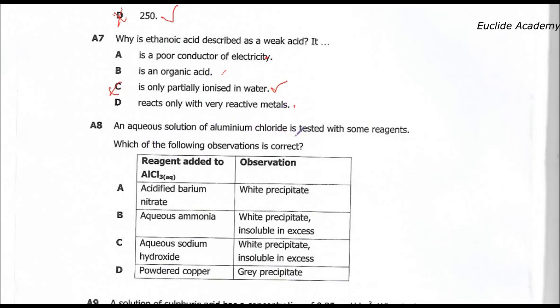An aqueous solution of aluminium chloride is tested with some reagents. Which of the following observations is correct? Okay, so we've got an aqueous solution of aluminium chloride. Here we're talking about the test for cations, and we are testing for aluminium. You need to know the test for cations to be able to answer this question. So what are the reagents that we use? When testing for cations, we mainly use aqueous sodium hydroxide or aqueous ammonia. When we use aqueous ammonia to test for the cation aluminium, it produces a white precipitate, which is insoluble in excess.